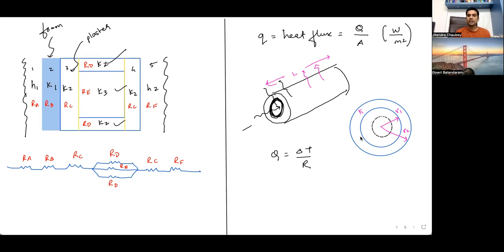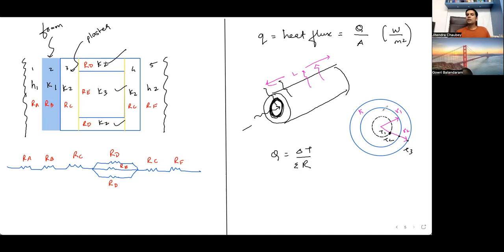If the temperatures are written as T1, T2, and T3, what are these temperatures? T1 is the temperature of the fluid flowing inside the pipe. T2 is the temperature of the inner surface of the pipe. T3 is the temperature of the outer surface of the pipe. We can complicate this by drawing another layer of fluid at the outside, because numericals are normally in that form, but we will not take that for the basics. Let us understand how to write the formula. The Q would be the same, delta T upon summation R.